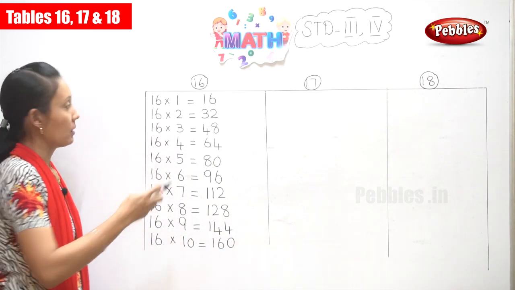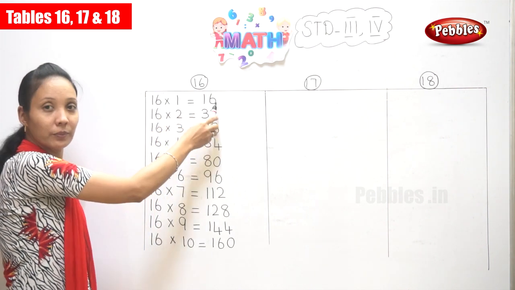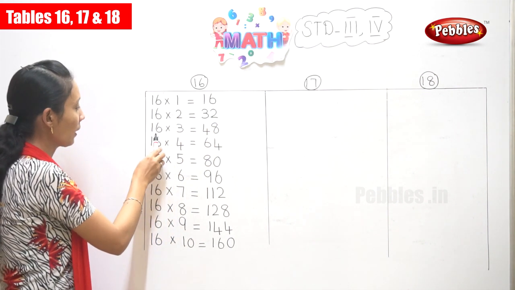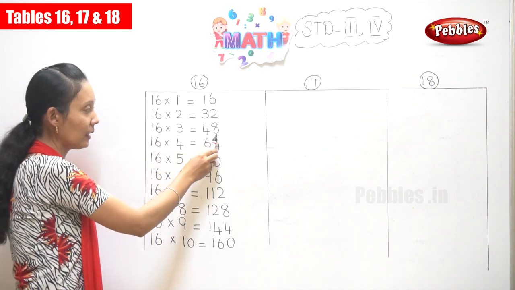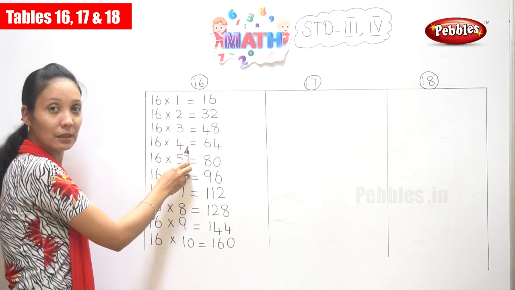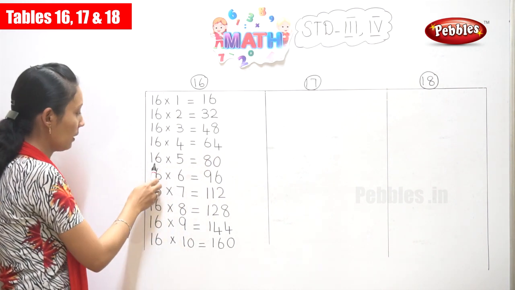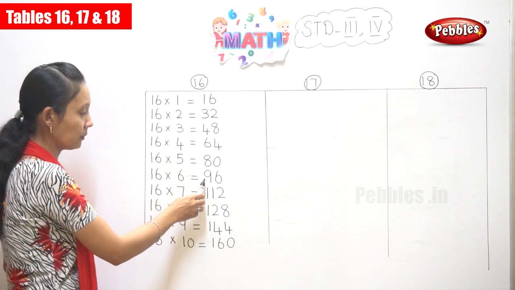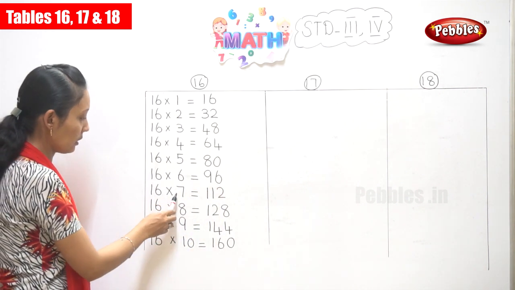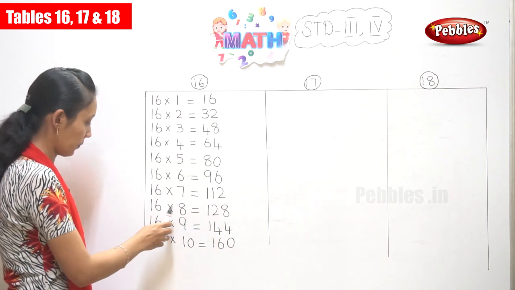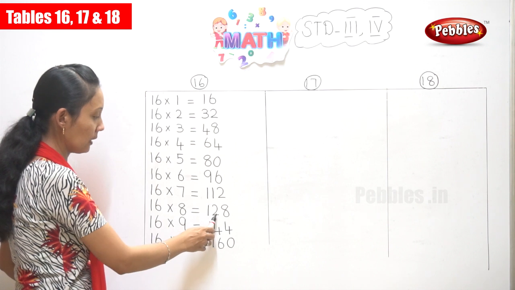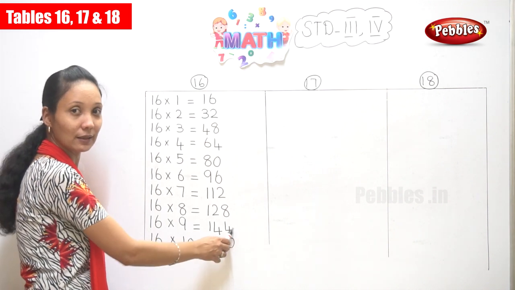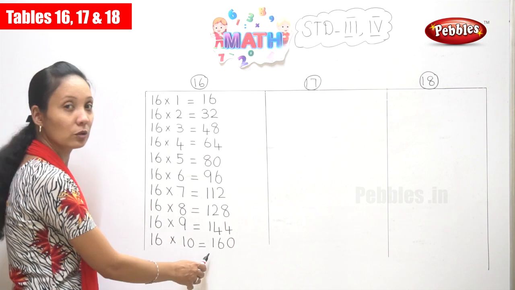160. Okay, അതായത് 16 into 1 സമം 16. 16 into 2 സമം 32. 16 into 3 സമം 48. 16 into 4 സമം 64. 16 into 5 സമം 80. 16 into 6 സമം 96. 16 into 7 സമം 112. 16 into 8 സമം 128. 16 into 9 സമം 144. 16 into 10 സമം 160.